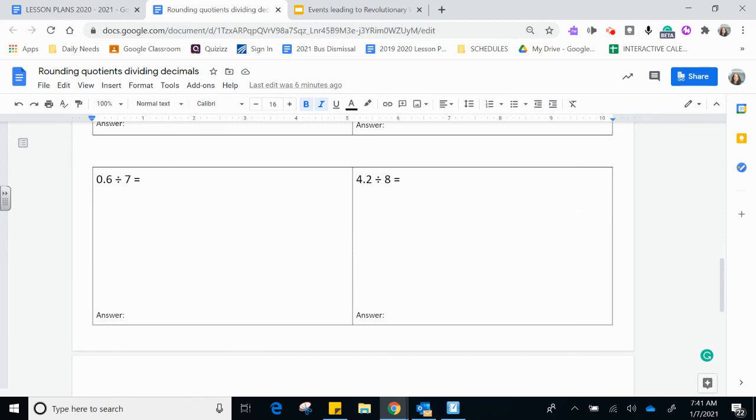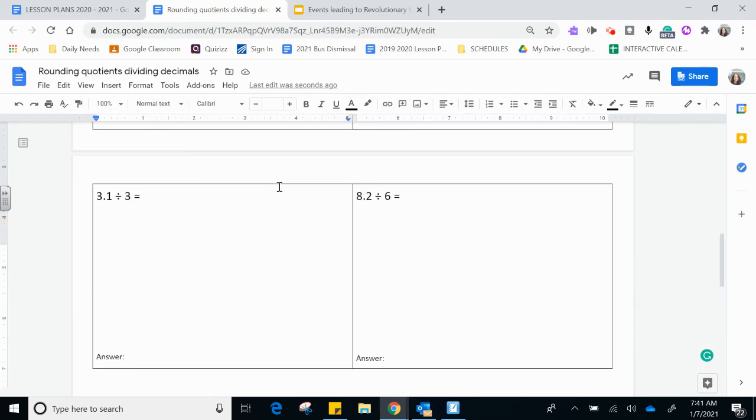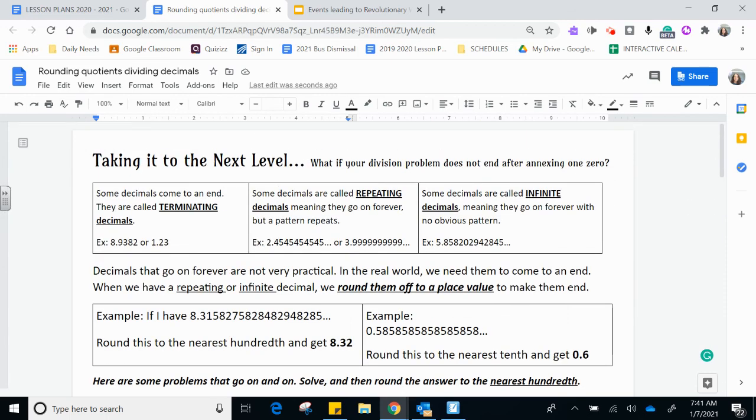There are a bunch of questions for you to practice. Be sure you put your final answer where it says answer, because you're going to have your work. You'll need to round it off, and I want that rounded off answer. You're going to go ahead and check in every question. You got this.